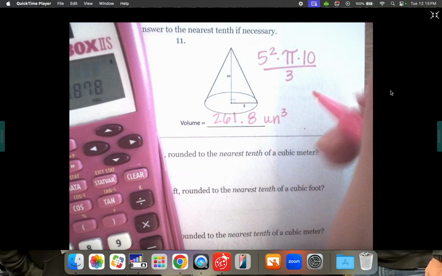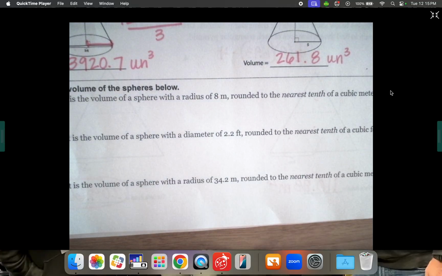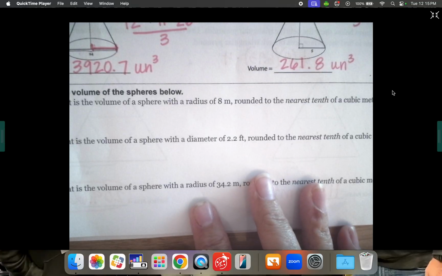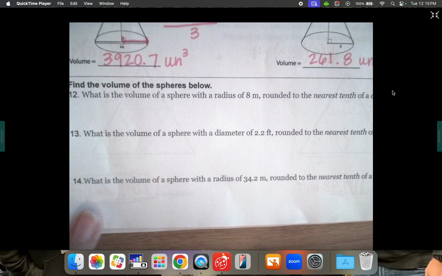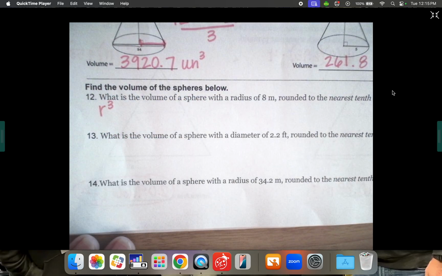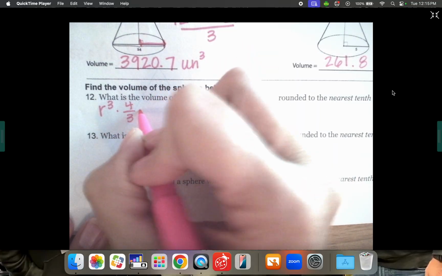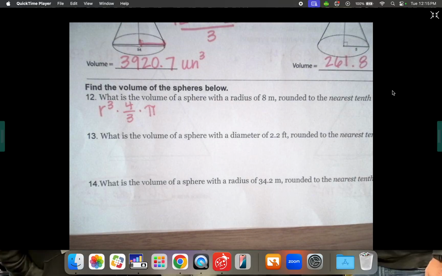Units cubed. All right, our last section was our most recent lesson, and that was on spheres. And in case you forgot, the formula for spheres, it was radius, this time cubed, remember, not just squared, times that weird fraction 4/3 times pi. And that's all there is to it.